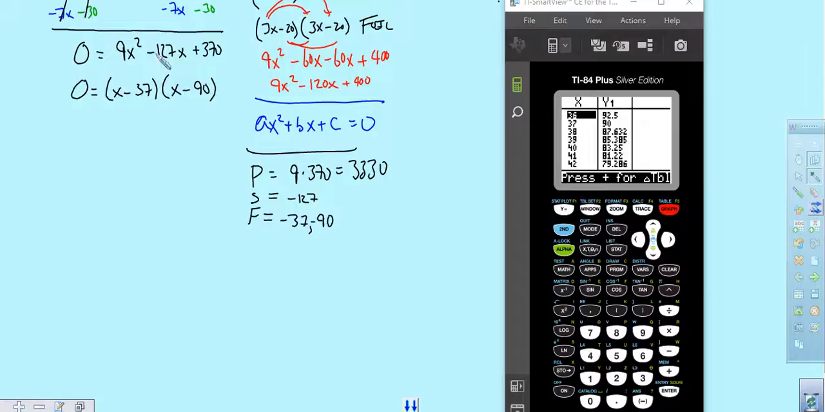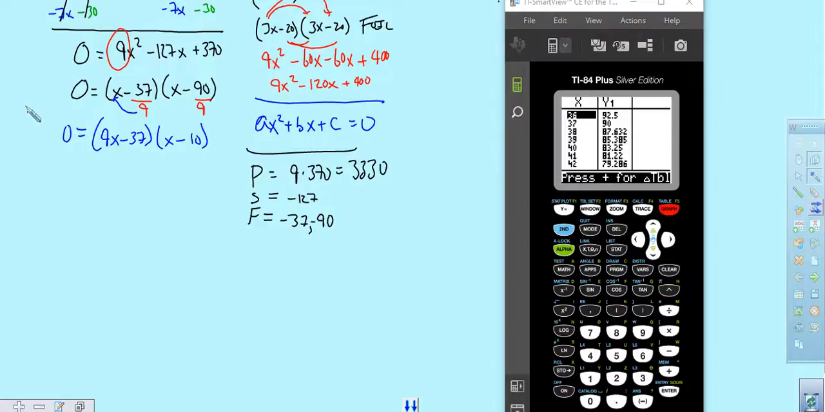Because this has a leading coefficient, this is why I call it bottoms up: we take that leading coefficient, we place it underneath, and we see if it goes up. We say, does 9 go into 37? It doesn't. So that 9 comes right out here, not in front of the parentheses, but right inside the parentheses, and this becomes 9x minus 37. In this case, 9 does go into 90, so this gives me x minus 10.